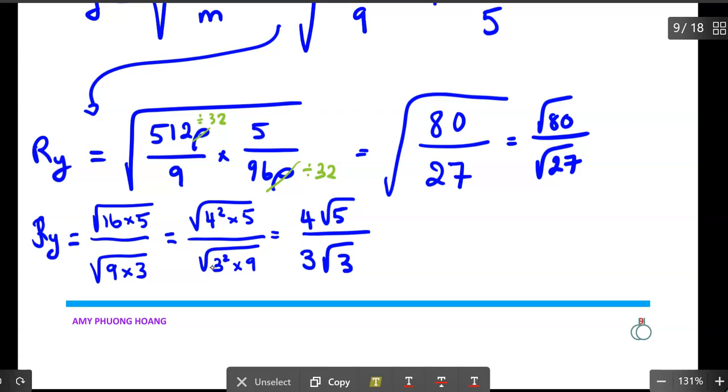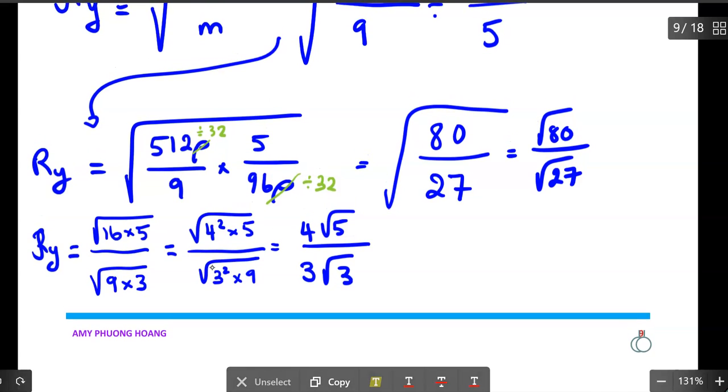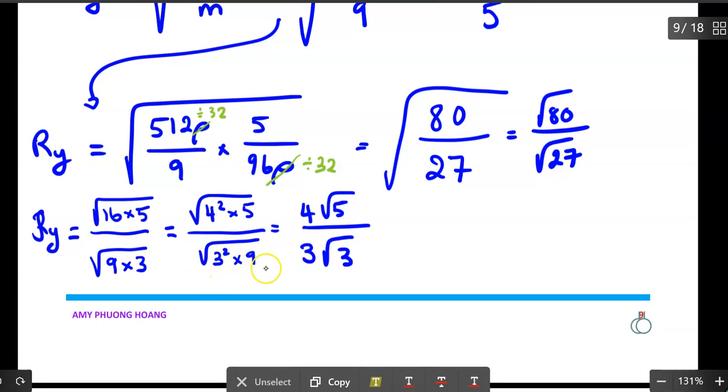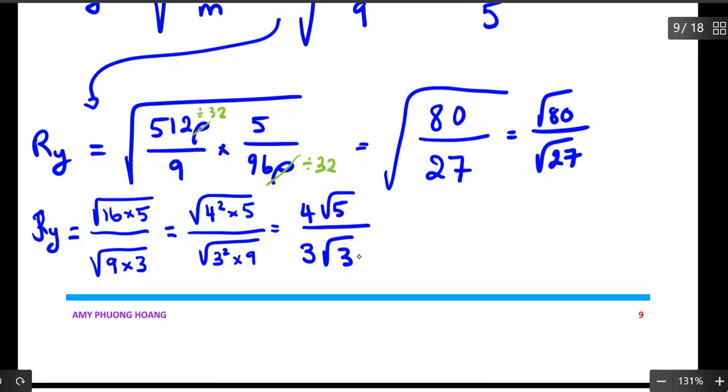Okay, and to give the correct answer, you need to rationalize the denominator. To simplify your answer in simplest form, it needs to be rationalized because you cannot have the radical as the denominator right here. So now the next step is I have to multiply by root 3. So this step is to rationalize the denominator.